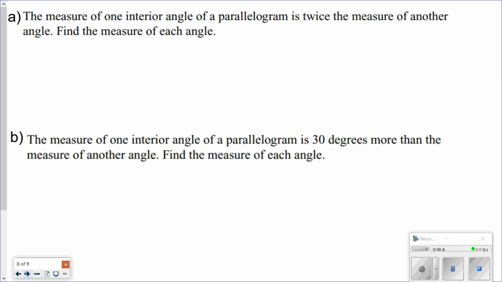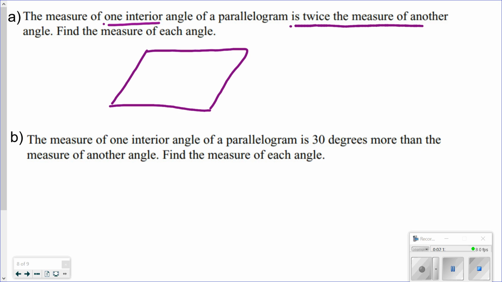Next, we're going to do a few word problems. So for A, the measure of one interior angle of a parallelogram is twice the measure of another angle. Find the measure of each angle. I'm going to pause the video so I can sketch out a parallelogram. So with a parallelogram, we're going to have obtuse angles and acute angles. So if one of the interior angles of a parallelogram is twice the measure of another angle, twice as much, we know we're going to use multiplication. So if the small angle is x, the obtuse angle is twice as much, that would be written as 2x.